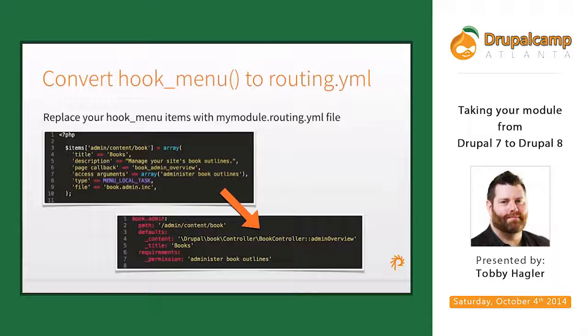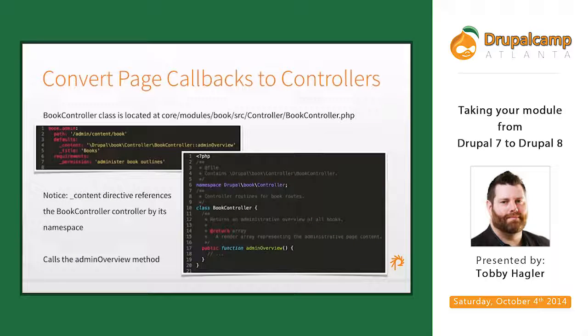core. Drupal/book, the name of the module, controller, because they have a list of controllers for that particular module, and book controller, which is the name of the class, and they're using the scope operator here to say admin overview. And so what this does is you could potentially name the admin page in every single module in the world admin overview, and as long as it's got a different namespace, they're not going to collide. So that's just an example of why namespacing is pretty nifty.